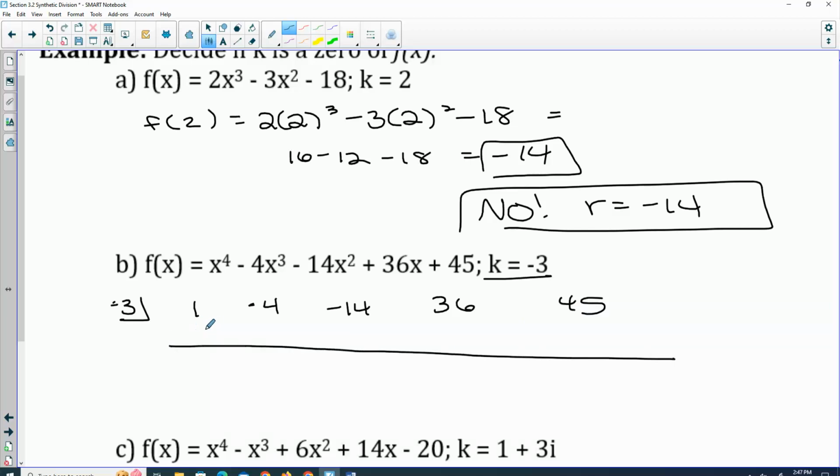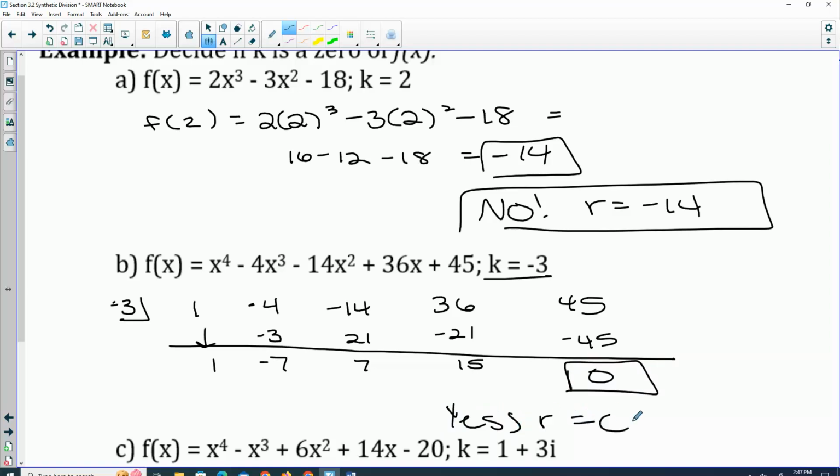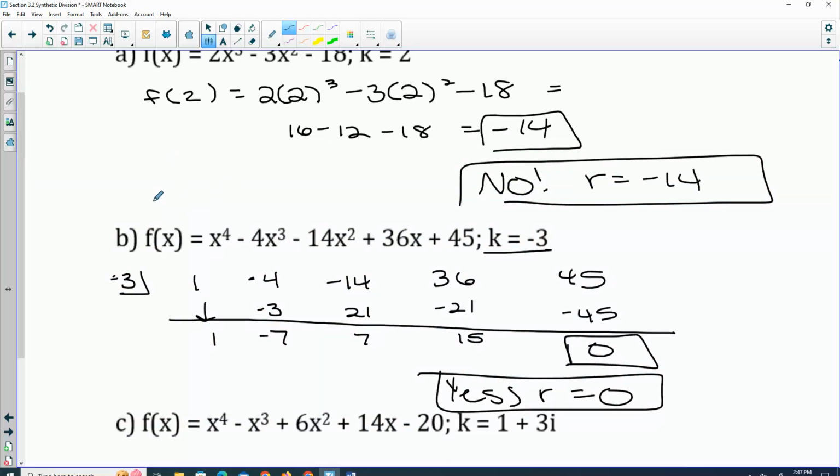So I can do synthetic. Bring down my 1. 1 times -3 is -3. -4 plus -3 is -7. -7 times -3 is 21. Plus -14 is 7. 7 times -3 is -21. Plus 36 is 15. 15 times -3 is -45. Add them and we get 0. So is this a factor? Yes. I do not care. If I ask you if it's a 0, I don't care if you do the division or you plug in the number. Either one is fine.